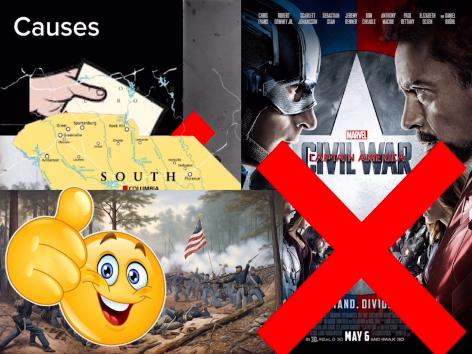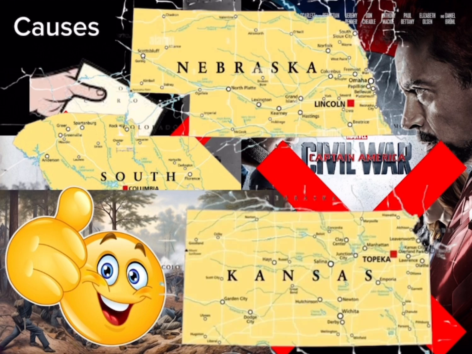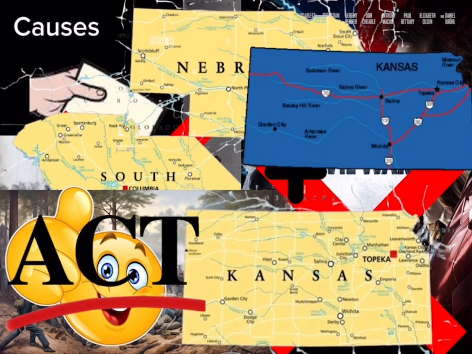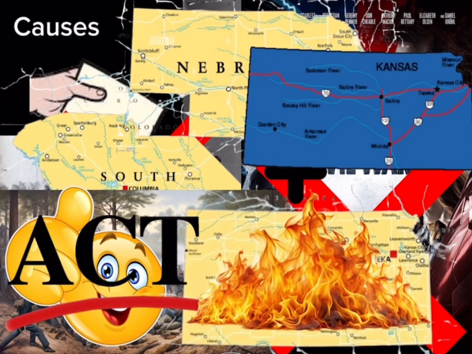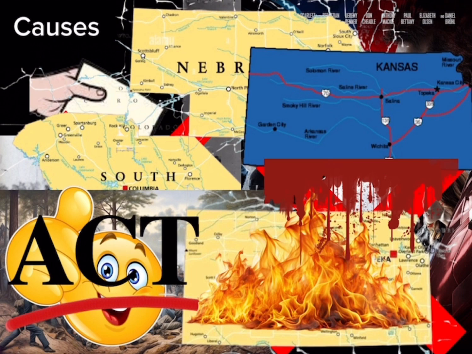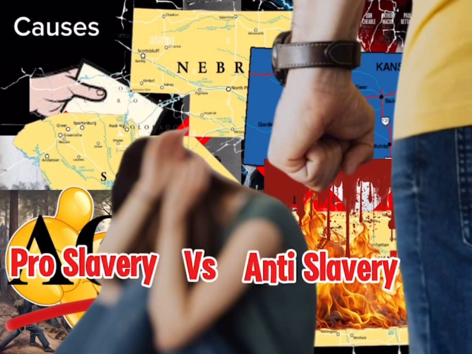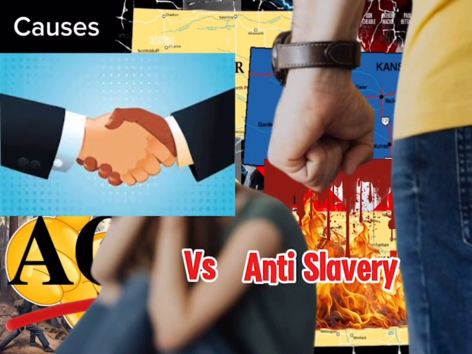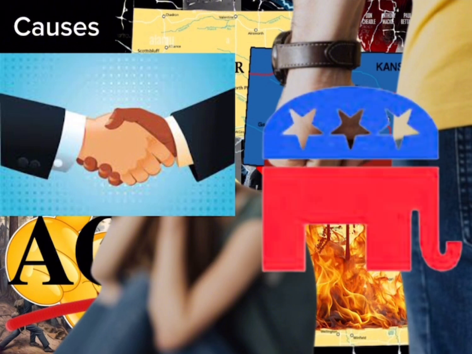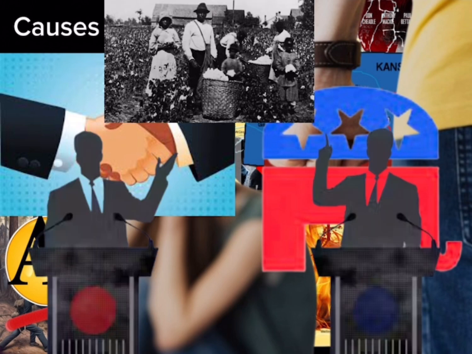The next cause of the American Civil War is the Kansas-Nebraska Act. Kansas was called Bleeding Kansas because the state was fighting over whether it would be pro-slavery or anti-slavery. This caused widespread violence across the state. Any compromise between the regions would be very difficult. This event led to the Republican Party. Overall, this led to the national debate over slavery.